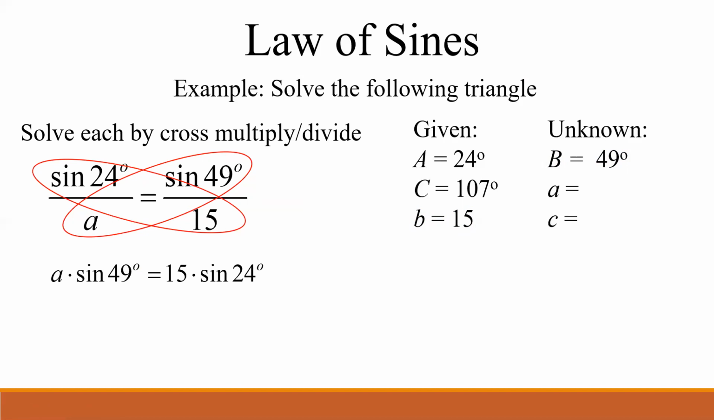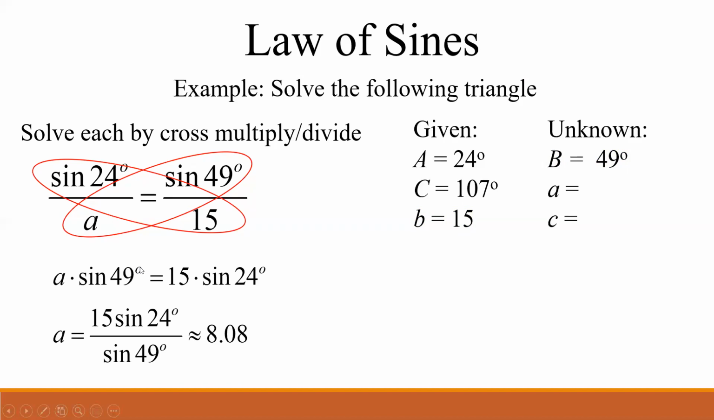Now I still have to find A, right? So I'll give you a second. How would I get A by itself? Hopefully you guys are all set in your head. You have to divide by sine 49. So my A is going to end up looking like this: A equals 15 sine 24 degrees divided by sine 49 degrees. You put that in your calculator, and you should get about 8.08.